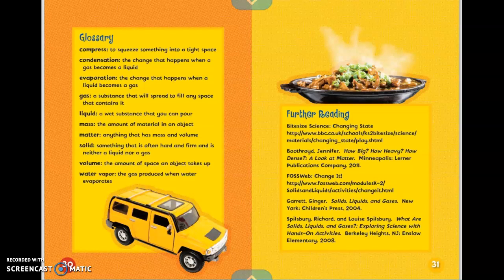Condensation, the change that happens when a gas becomes a liquid. Evaporation, the change that happens when a liquid becomes a gas. Gas, a substance that will spread to fill any space that contains it. Liquid, a wet substance that you can pour. Mass, the amount of material in an object. Matter, anything that has mass and volume. Solid, something that is often hard and firm and is neither a liquid nor a gas. Volume, the amount of space an object takes up. And water vapor, the gas produced when water evaporates.